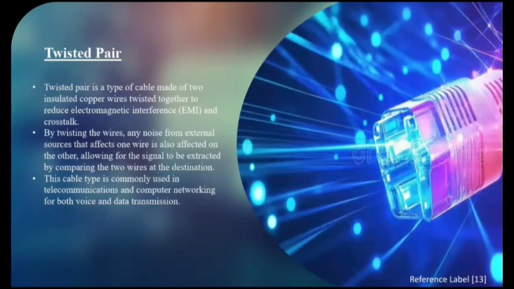Twisted pair. Twisted pair is a type of cable made of two insulated copper wires twisted together to reduce electromagnetic interference (EMI) and crosstalk. By twisting the wires, any noise from external sources that affects one wire also affects the other, allowing the signal to be extracted by comparing the two wires at the destination. This cable type is commonly used in telecommunication and computer networking for both voice and data transmission.